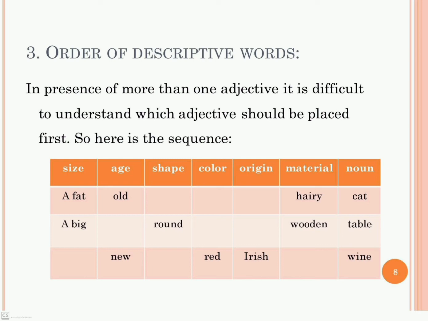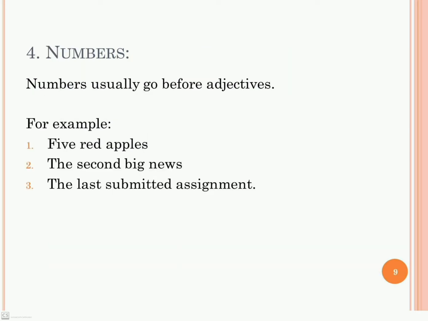So you can see fat is the size. Old is telling us about age. And hairy is the material of the cat. Cat is made of hair. So, a fat, old, hairy cat, or a big, round, wooden table, or a new, red Irish wine. These all are examples of the order of descriptive words.